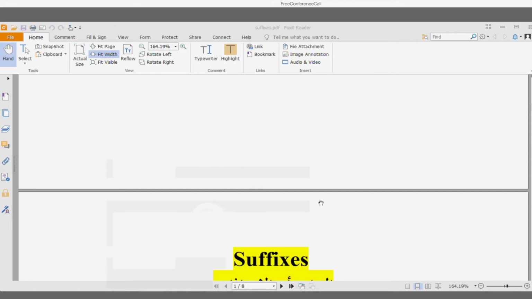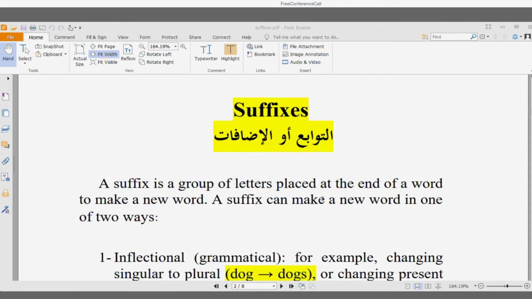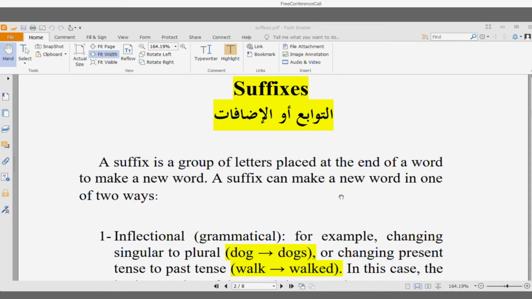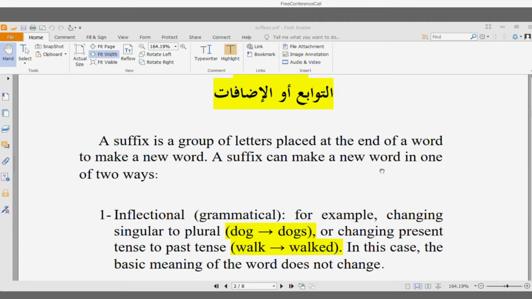So we're going to talk about suffixes, the types of suffixes, and the definition of suffixes. First of all, we want to take general information about suffix. Suffixes هي التوابع أو الإضافات. A suffix is a group of letters placed at the end of a word to make a new word. A suffix can make a new word in one of two ways.